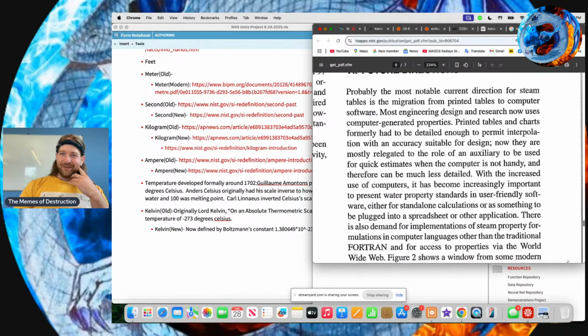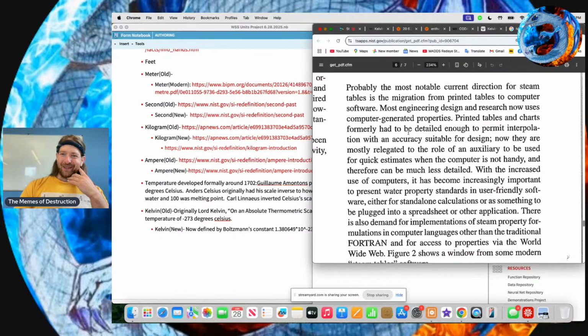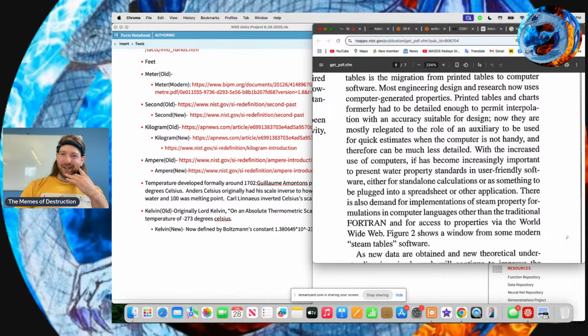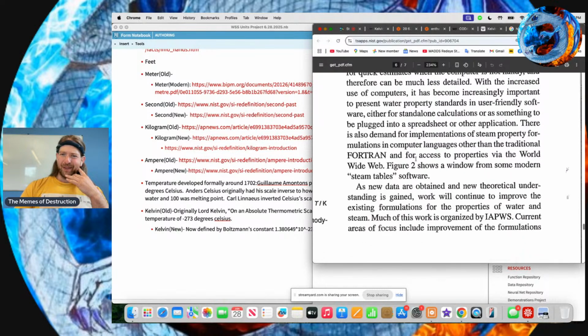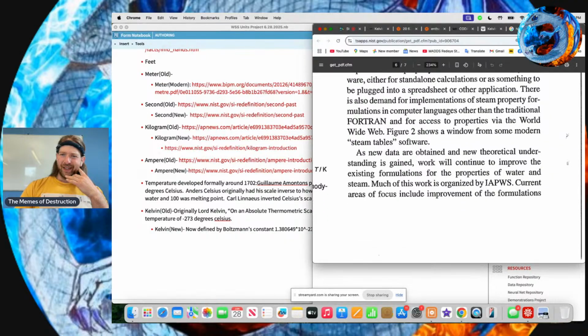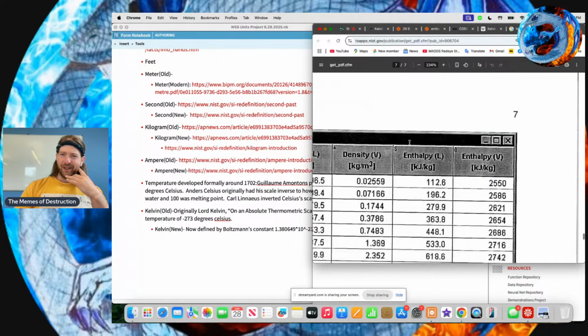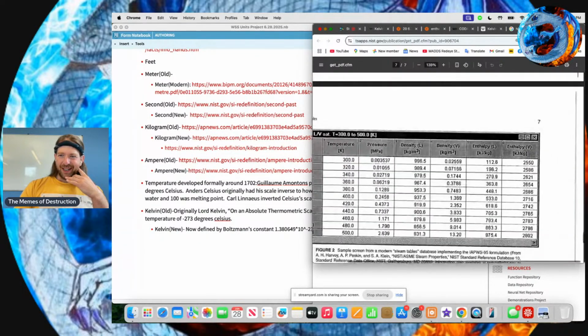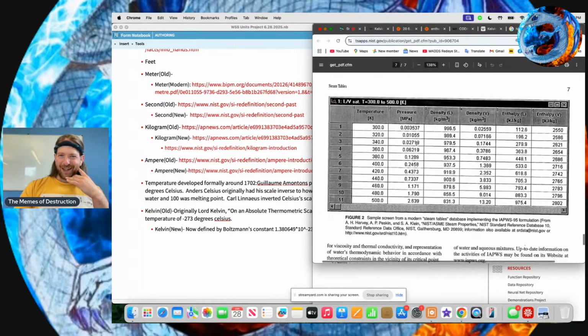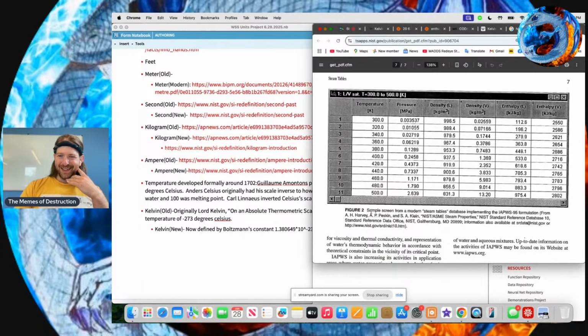First is the migration from printed tables to computer software. All right, computer generated properties, blah, blah, blah. Increased use of computers. Fortran language. Okay. Oh, wow, this is an OG thing. Sample screen from Steam Tables database. Ooh.